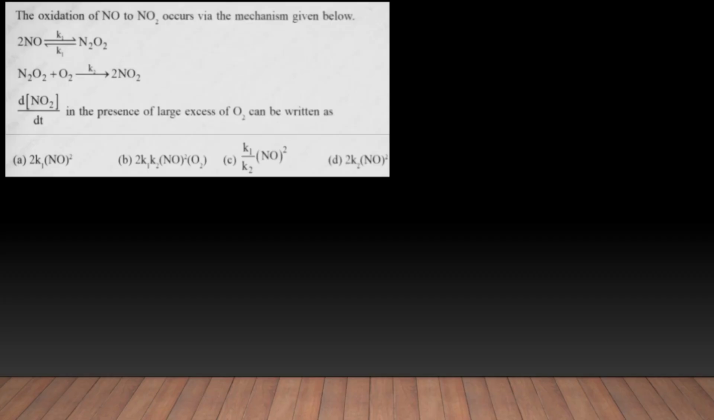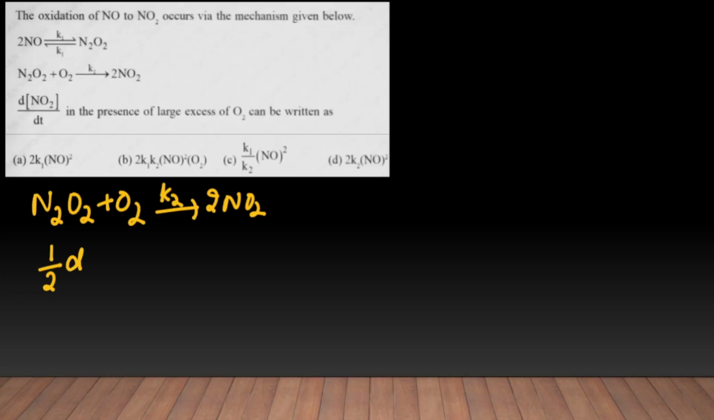So from here we can write 1/2 times... this reaction we have, which is N2O2 plus O2 with the rate constant k2. This is giving us 2NO2. So from here we will write the rate as 1/2 d[NO2]/dt, and this is equal to k2 times [N2O2] into [O2], right?